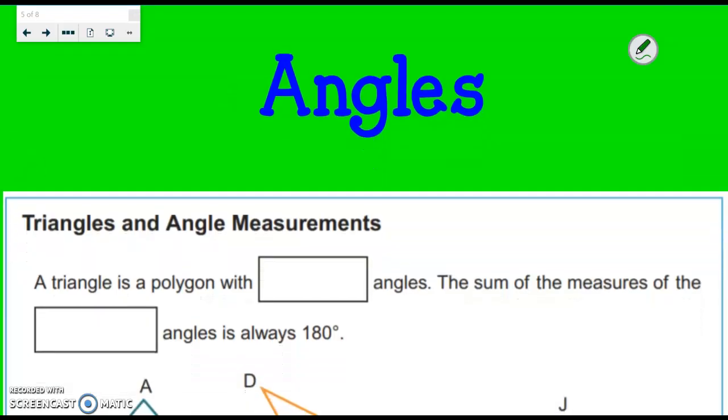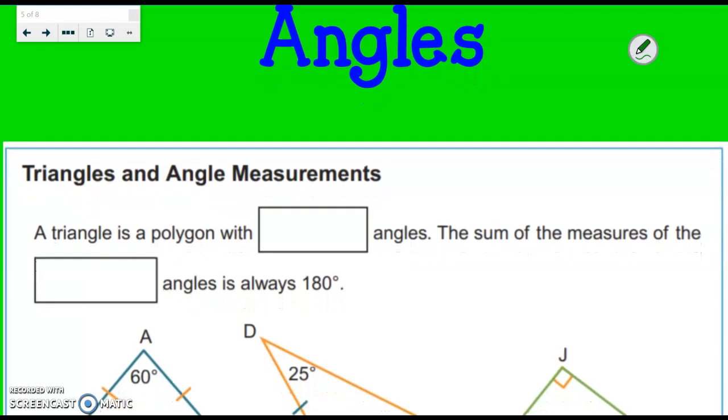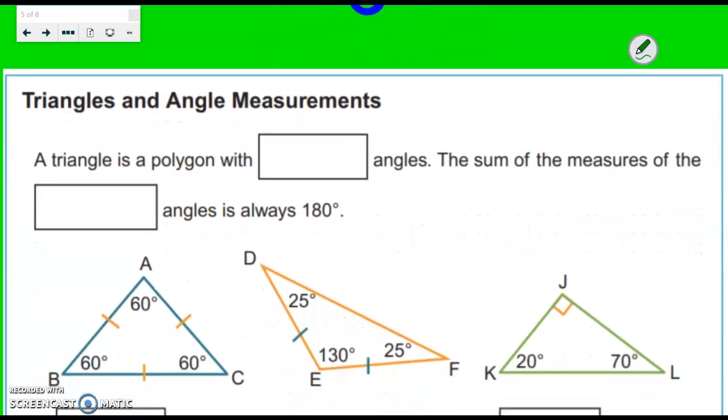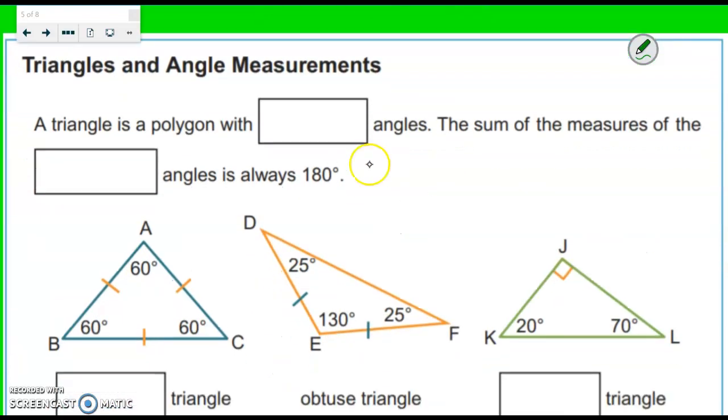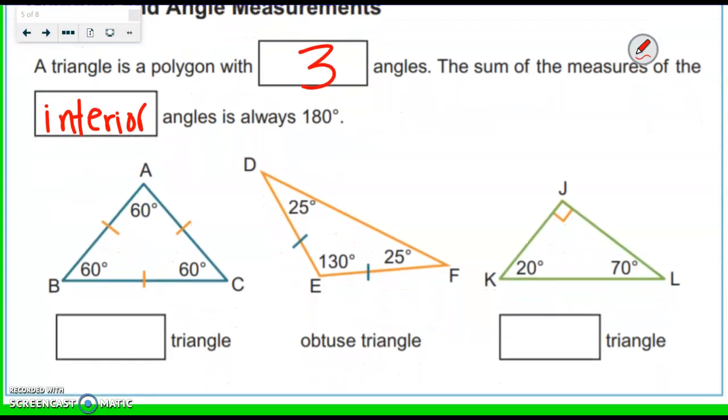Okay, so let's talk about angles. A triangle is a polygon with three angles. And the sum of the measures of all of the interior angles is always 180 degrees. So when you add up the three angles of a triangle, it will always equal 180 degrees. Okay?